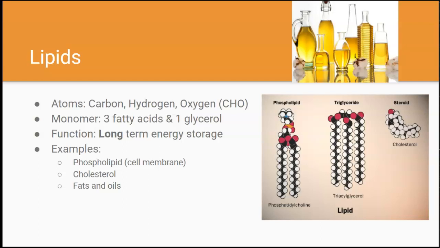So if you want to eat maybe less frequently, but still have energy for the long term, maybe for like school or something, right? Like 7 hours of school, you might have a lipid-heavy breakfast or lunch or something like that. And examples of this are phospholipids, which are found in our cell membranes, which we've touched on, but we'll cover way more extensively. But phospholipids, cholesterol, and then fats and oils, like I've been saying this whole time.